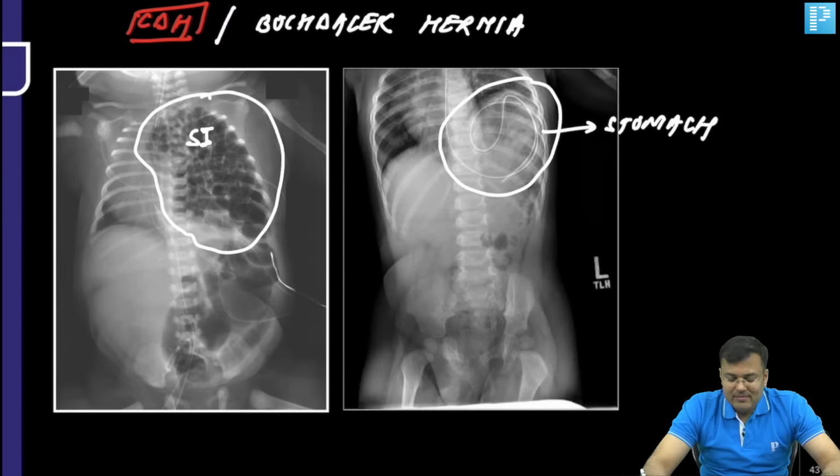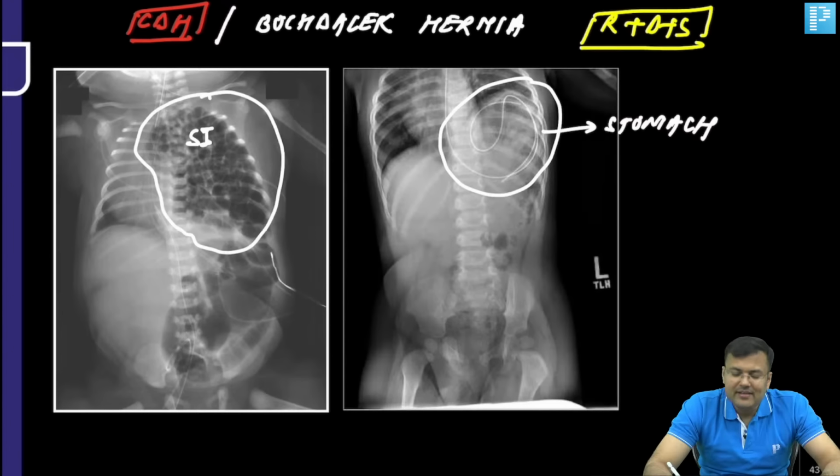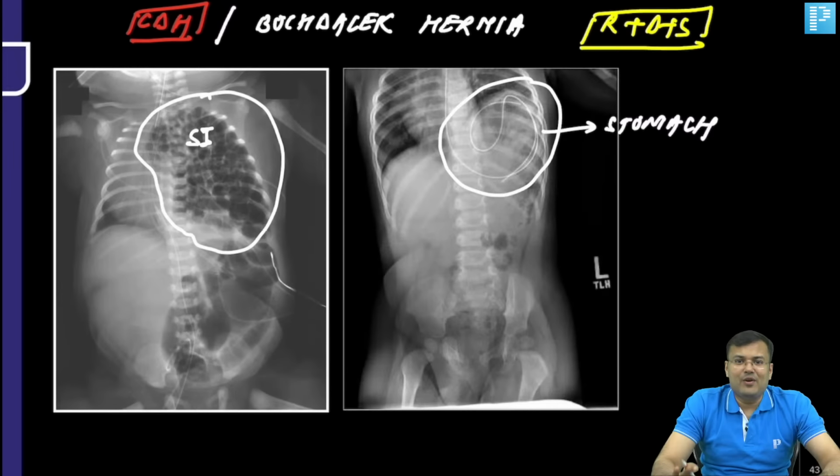It is characterized by a triad. How to remember? Mnemonic is RDS. What is RDS? Respiratory distress, dextrocardia, scaphoid abdomen. So, this is Bochdalek hernia. Got it? Very important. We are expecting a question related to congenital diaphragmatic hernia. Okay. Next.